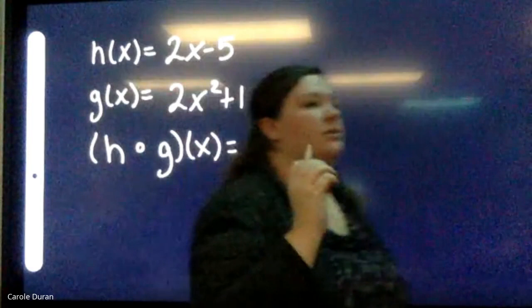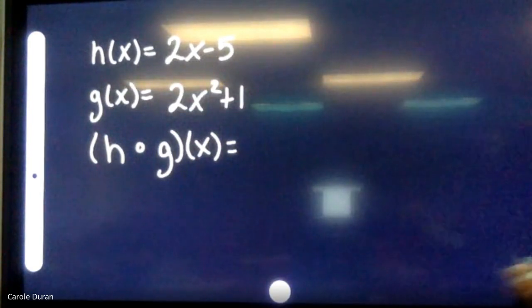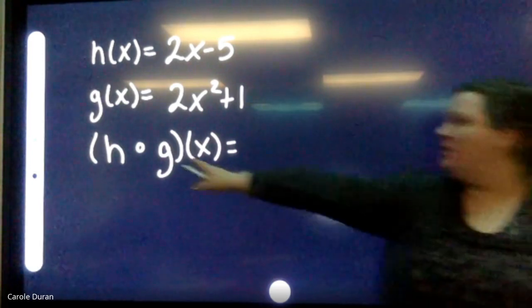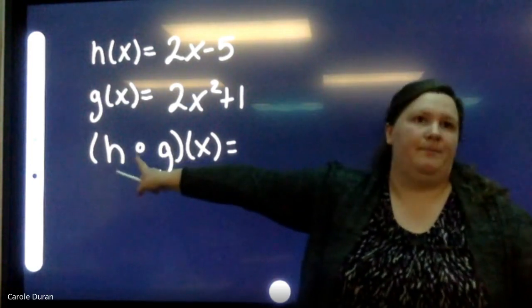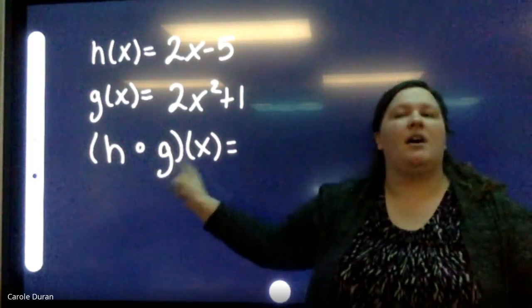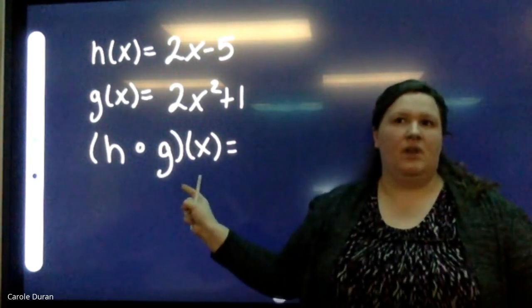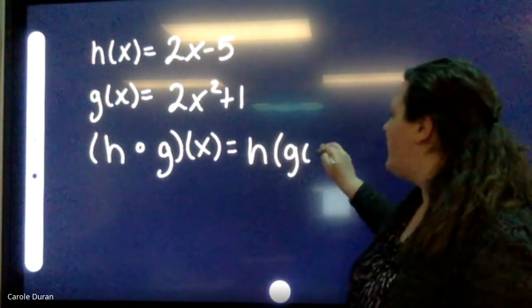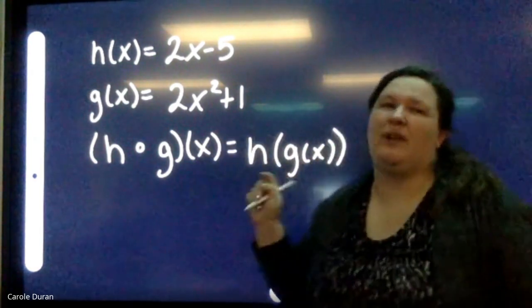Okay? So remember when we were doing our multiplication of functions, I said to make sure that if we're multiplying, we need to have a closed, filled-in circle. That is because composition is an open circle. So the way we read this is h of g of x. Another way this can be written is h parentheses g of x on the inside. So reading left to right.